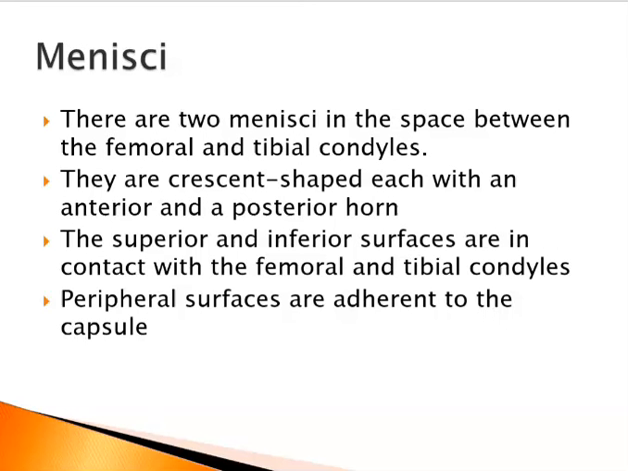Then another component of knee joint is menisci. There are two menisci in the space between the femoral and tibial condyles. They are crescent shaped and each with an anterior and posterior horn for attachment. The superior and inferior surfaces are in contact with the femoral and tibial condyles, and menisci peripheral surfaces are adherent to the capsule of knee joint.